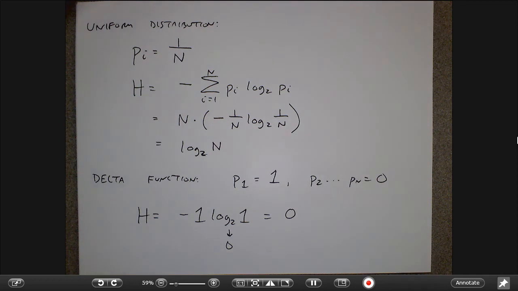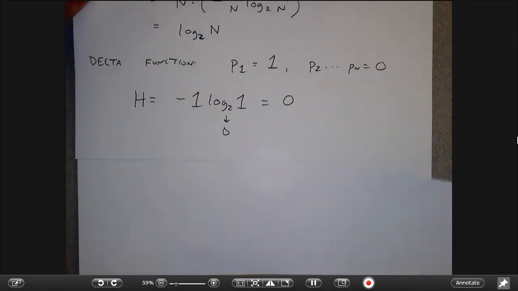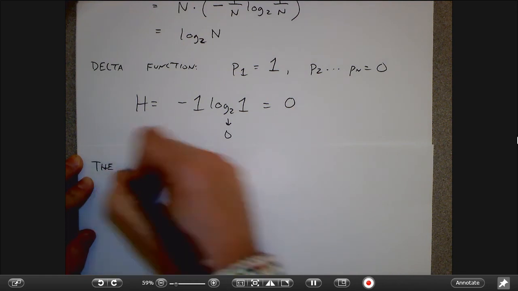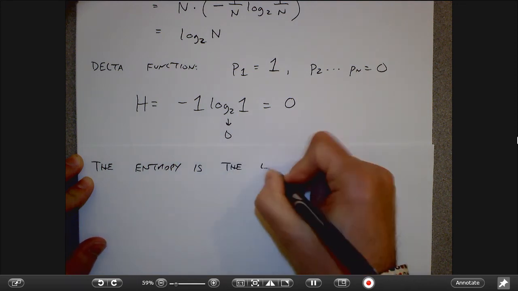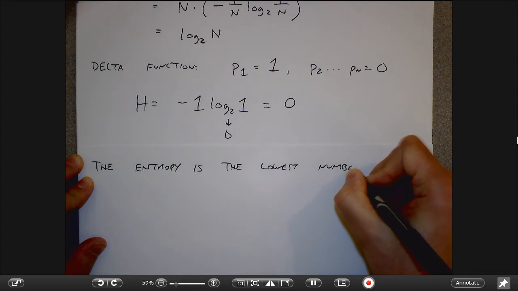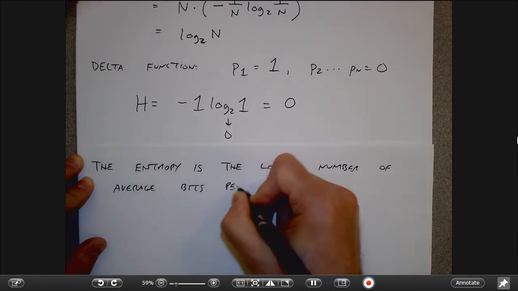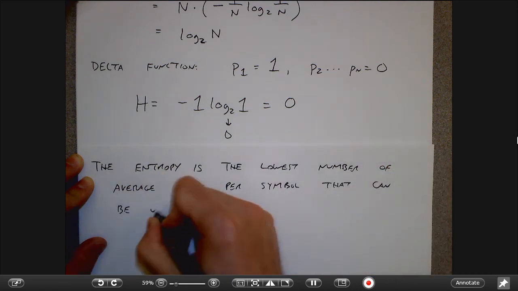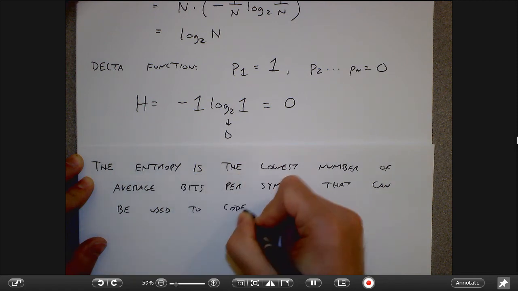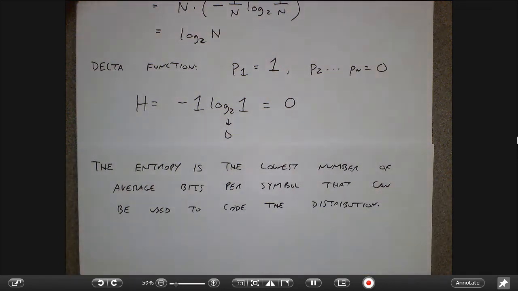Okay. And so it turns out that the entropy, and I'm going to put this on another slide here, is the lowest number of average bits per symbol that can be used to code the distribution. And so that gives us our lower bound for the best that we could possibly do.